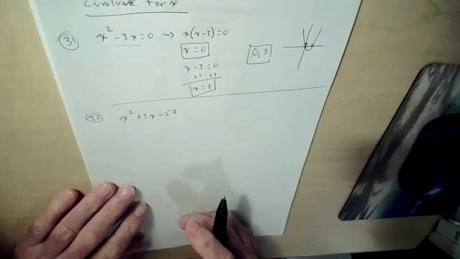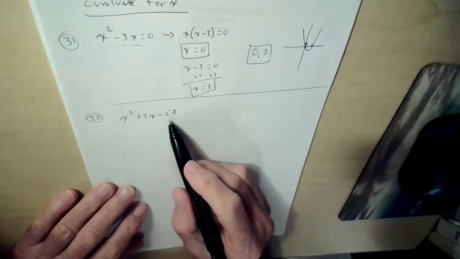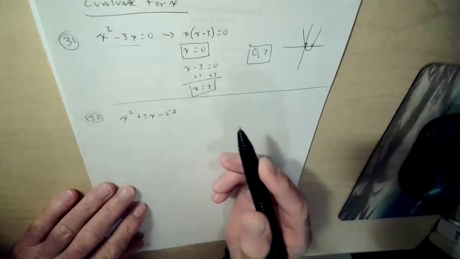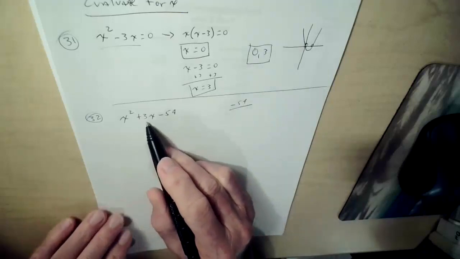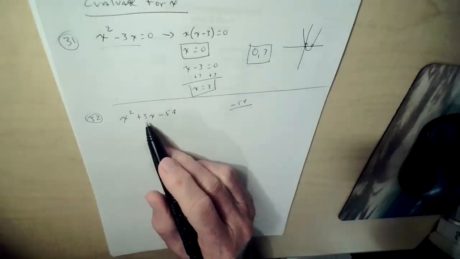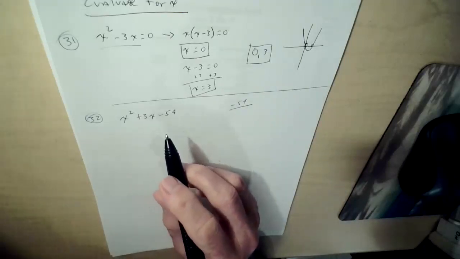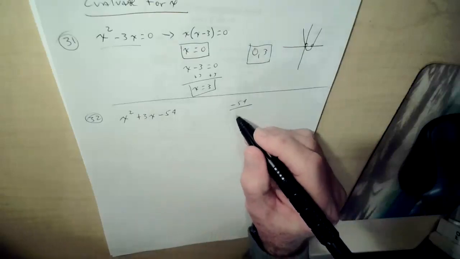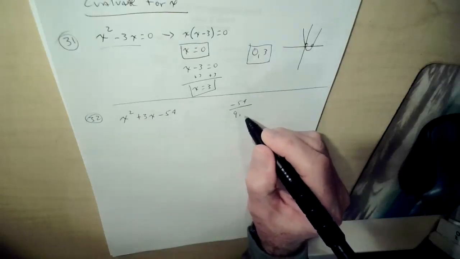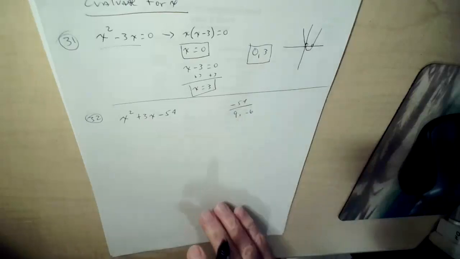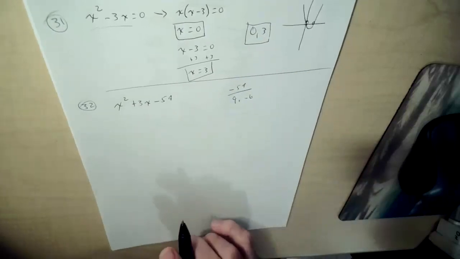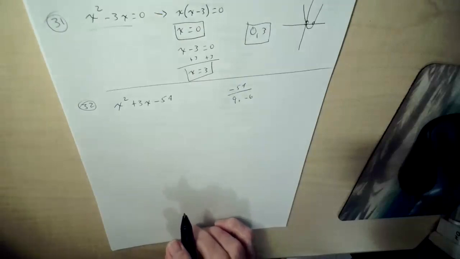So we have this. If we have x squared plus 3x minus 54 equals 0. What are the factors of negative 54 that add up to 3? It's 9 times negative 6.